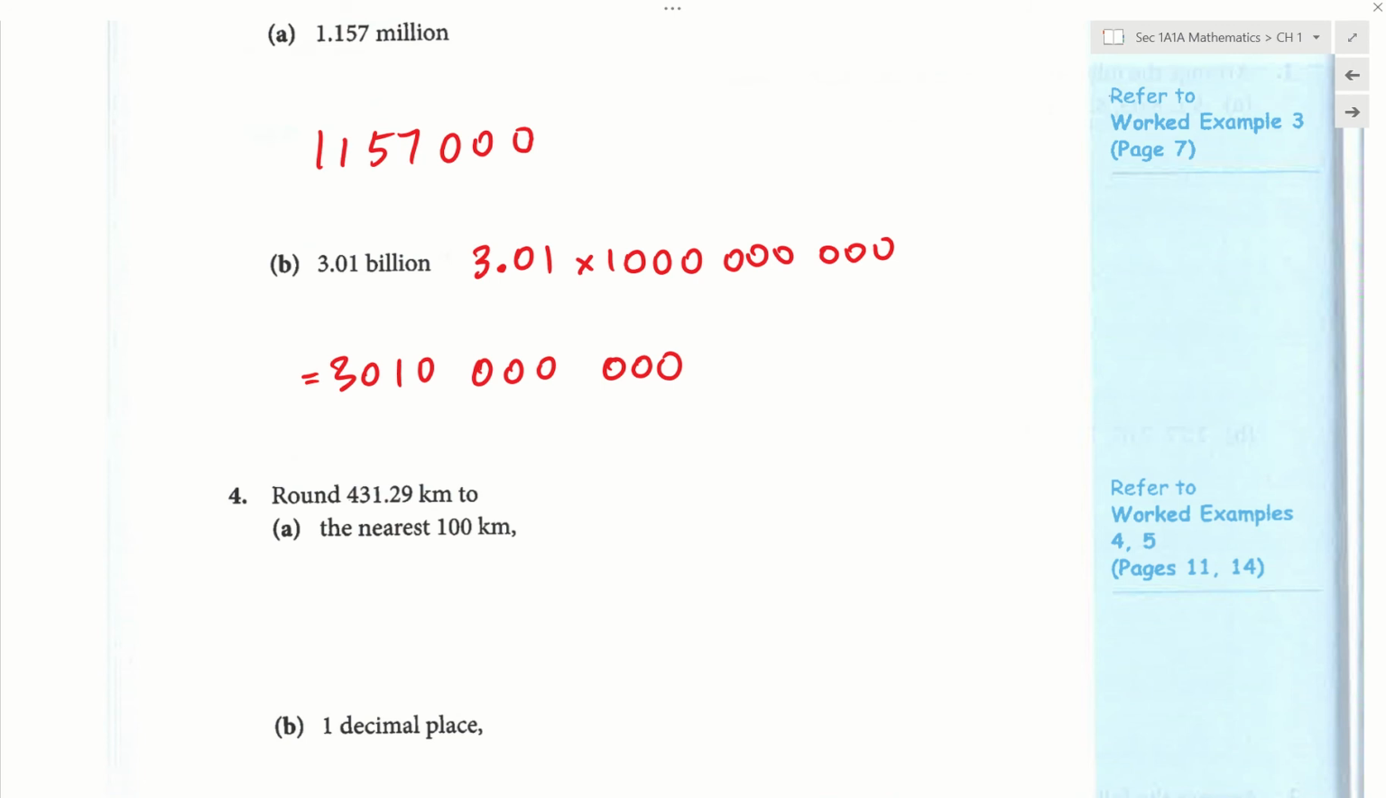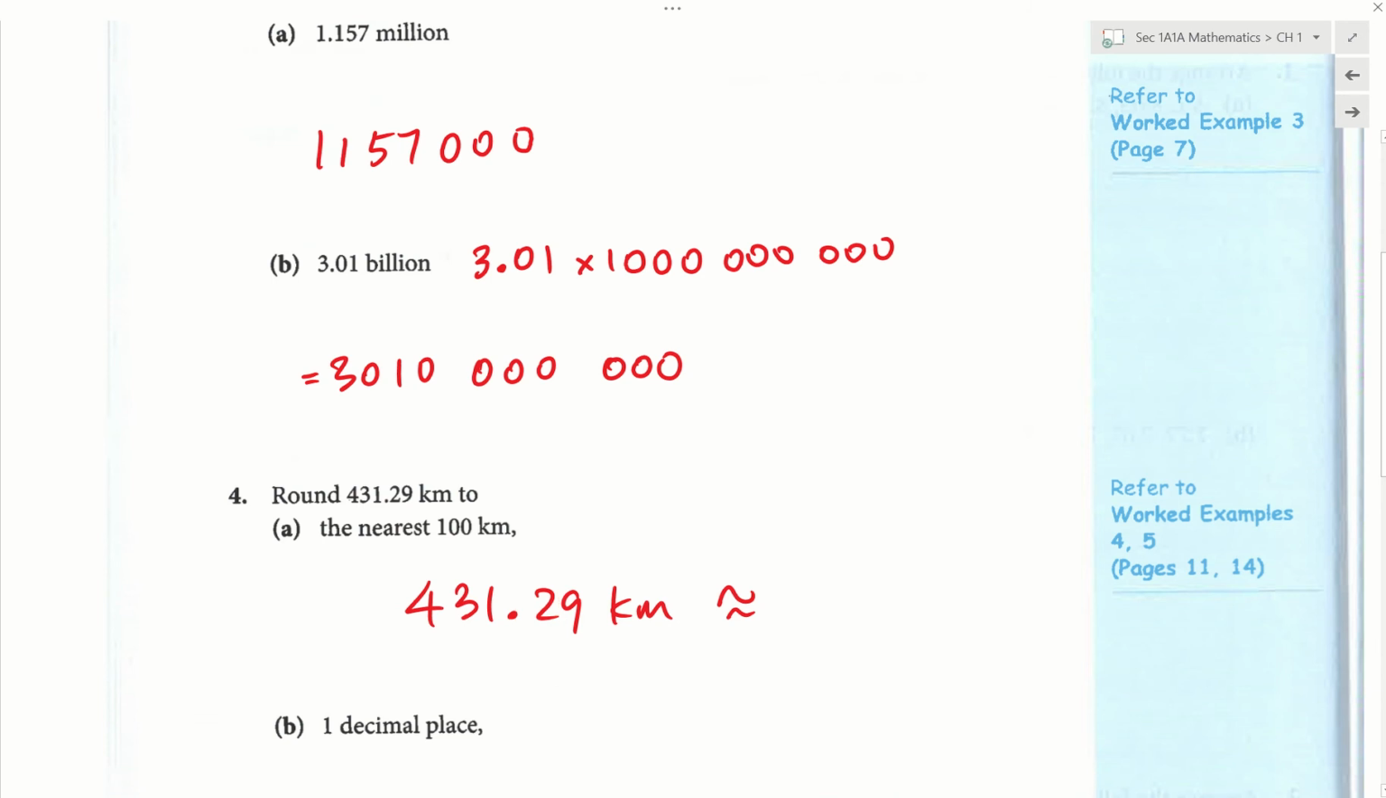Okay, let me just see your answer. 431 3SF. Okay, his working is correct. This is what he wrote. 431.29 km, and then he circled the 2. Then he rounded it off. Hey, wait. Sorry, nearest 100 km, not to 3SF.